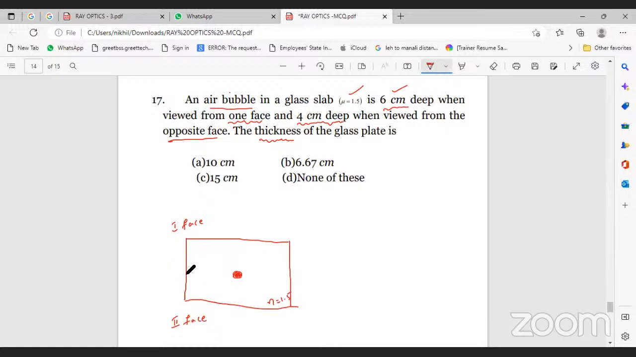Now, the actual distance of the air bubble, we don't know where exactly it is. Let us say it is at a distance x from the first face. We don't know the thickness of the slab also. Let T be the thickness of the slab. Can you tell me the separation of the bubble from the second face? The total thickness is T, and the bubble is at a distance x from the first face.